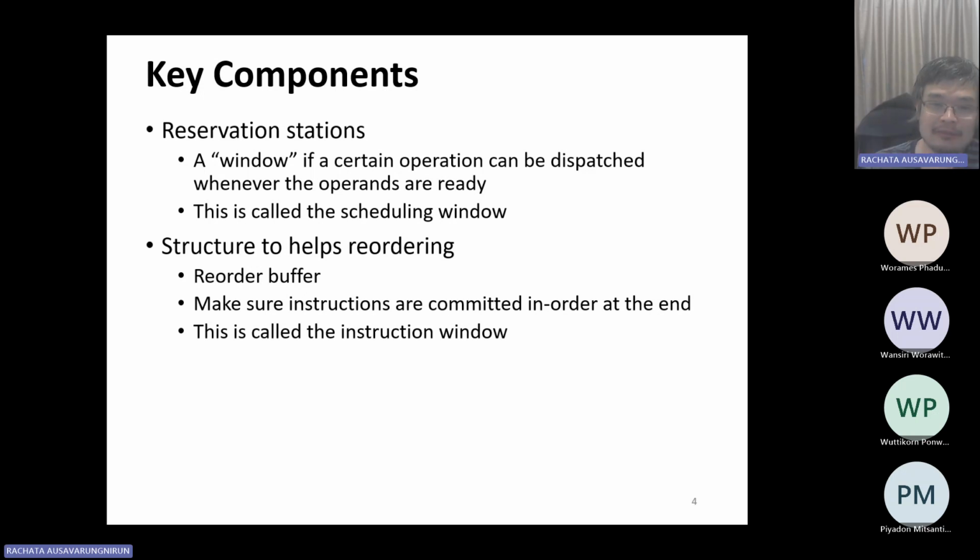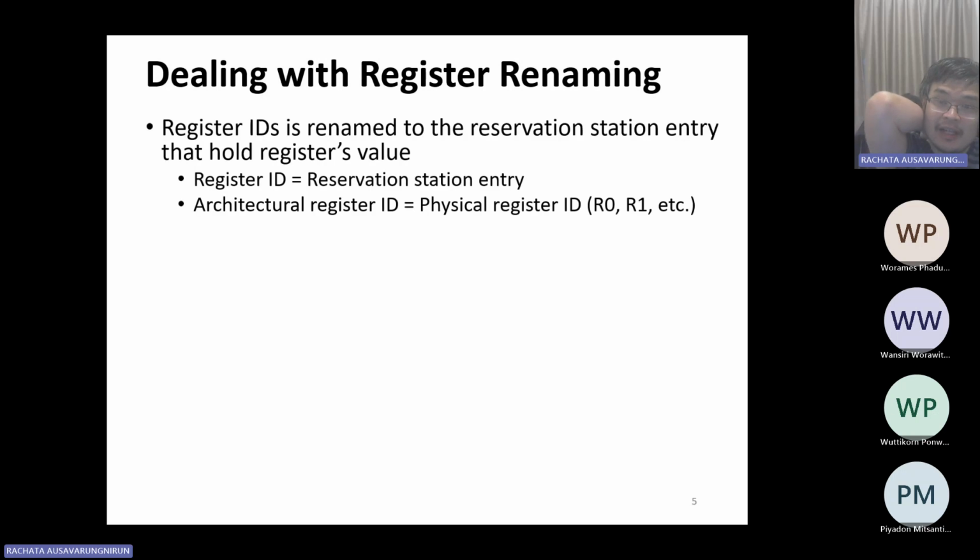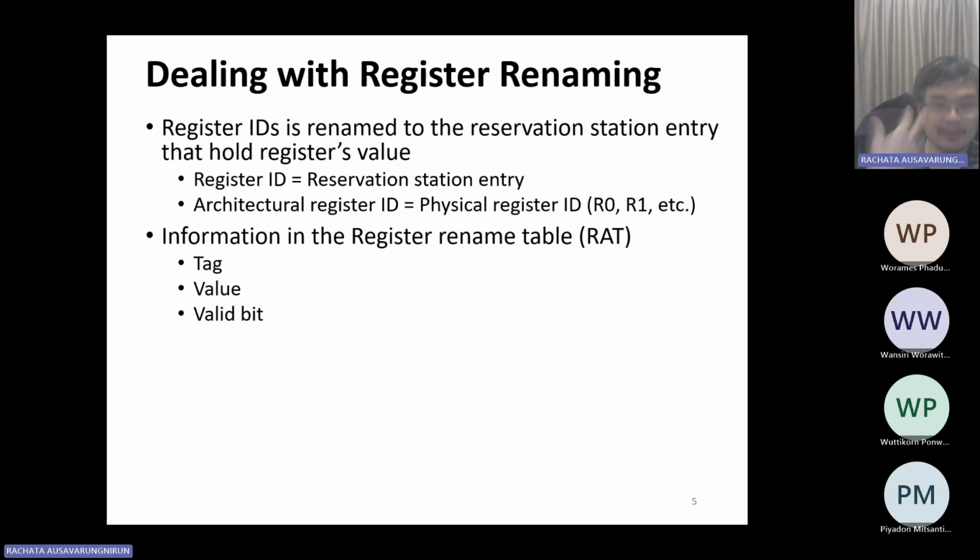You also have the reorder buffer, the structure to make sure that whenever you want to finish instructions, they are still in the same order, so that from the programmer's point of view, there are no surprises. You would have the register alias table or the register rename table to support register renaming. In this case, the IDs can be renamed to the reservation station entry. The information in there would include the tag, the value, and the valid bit.